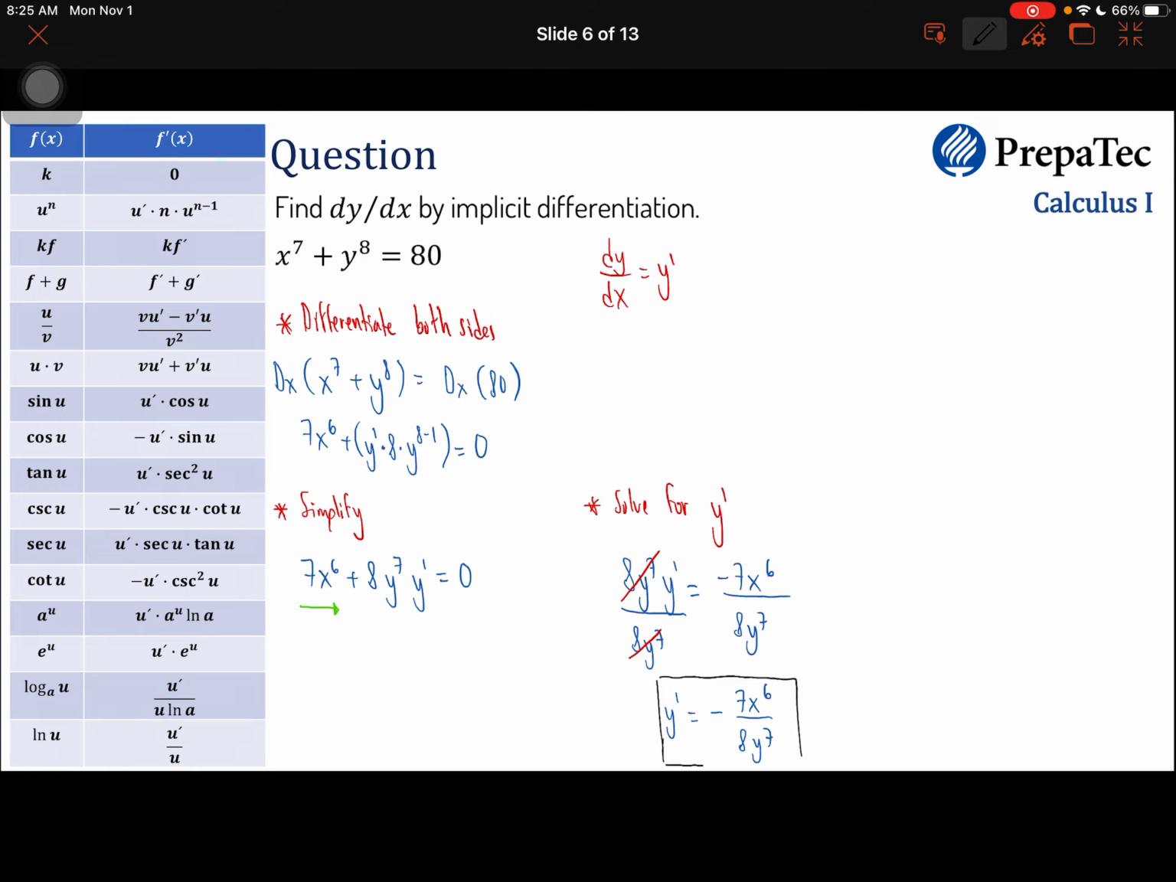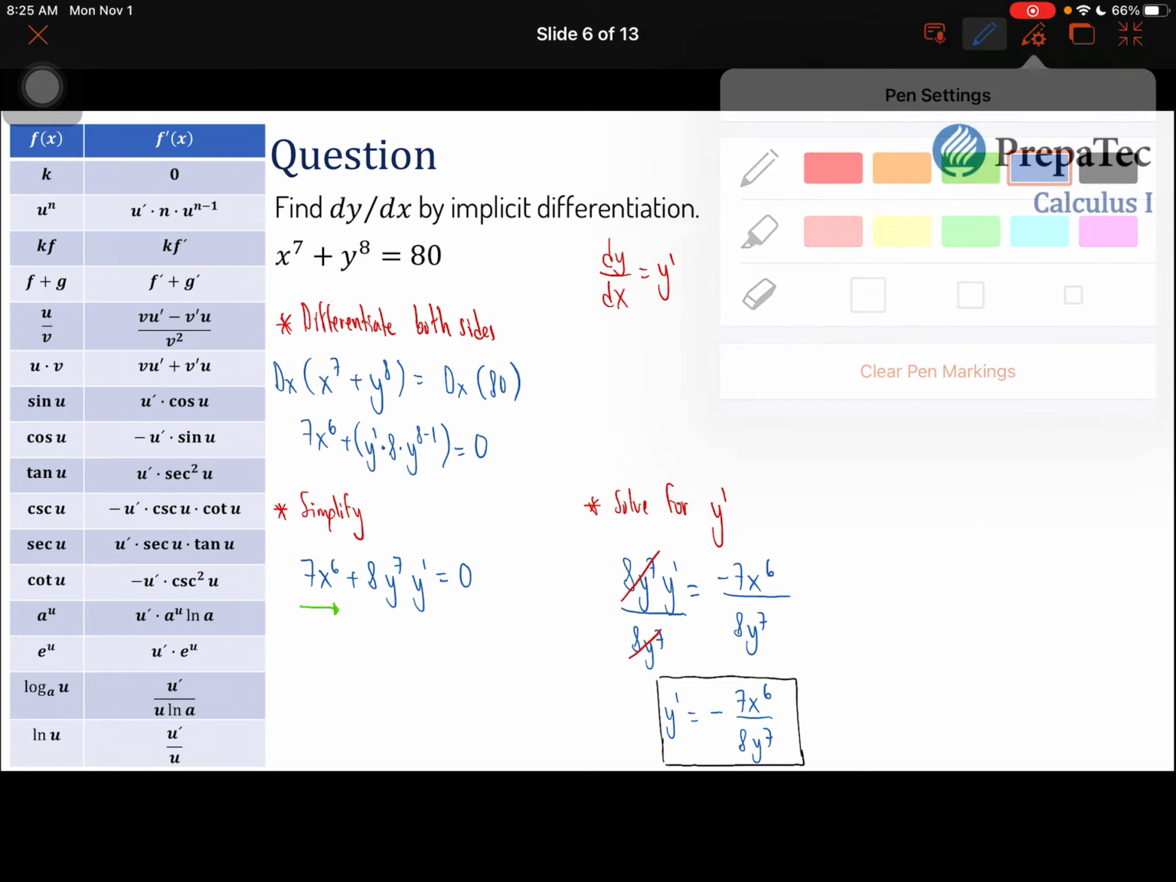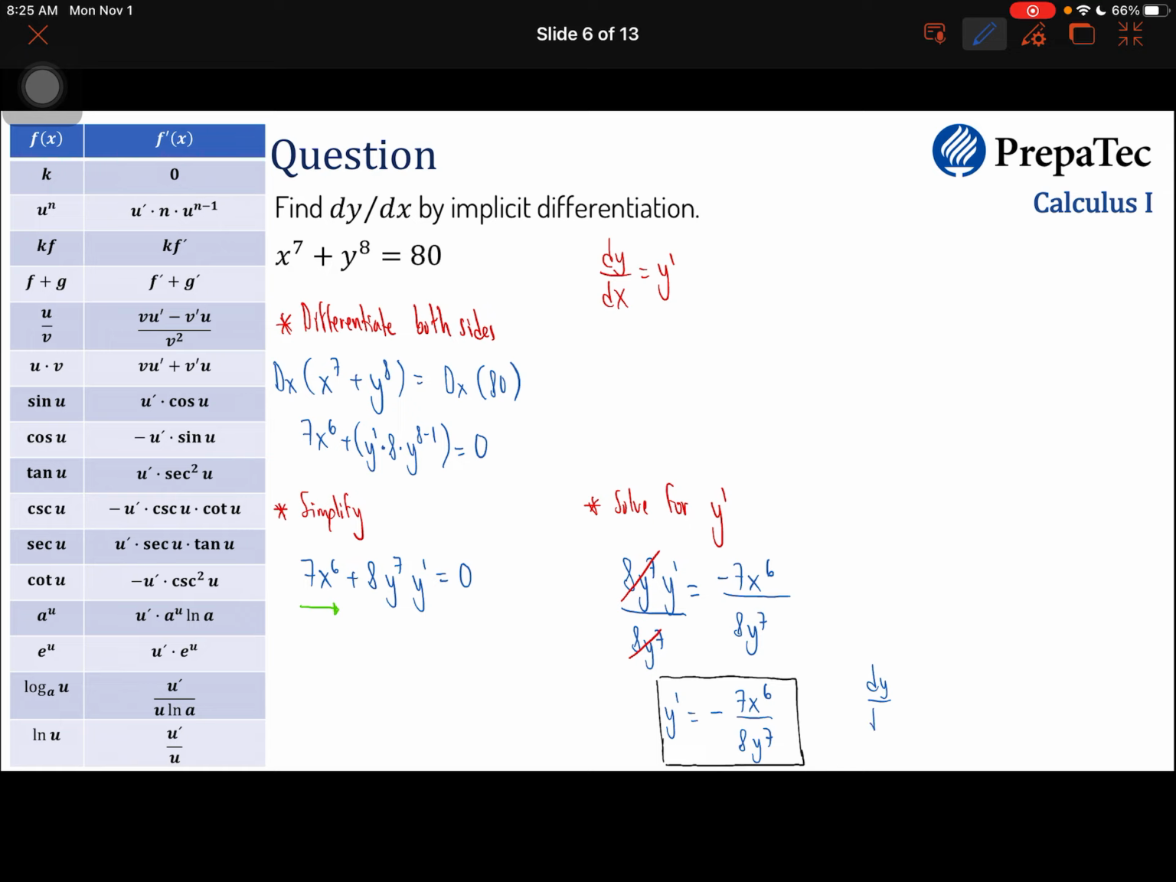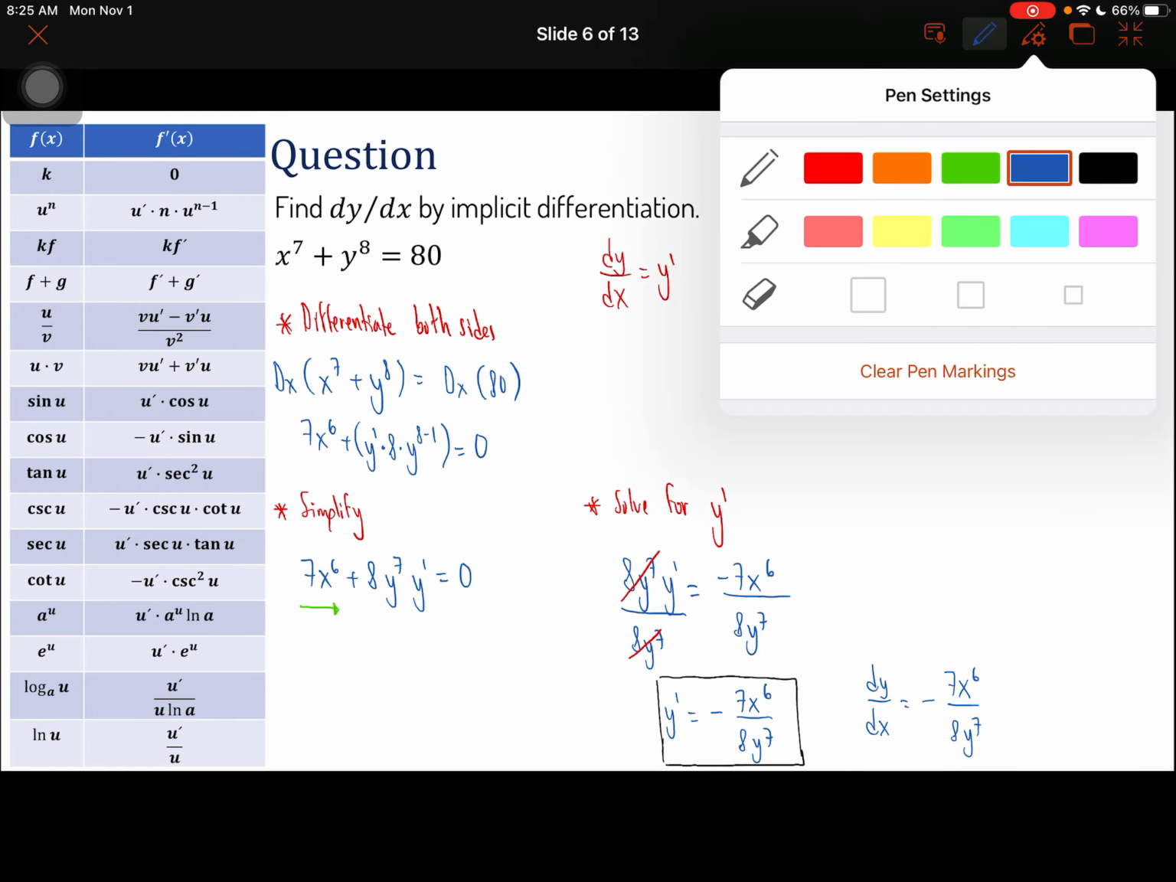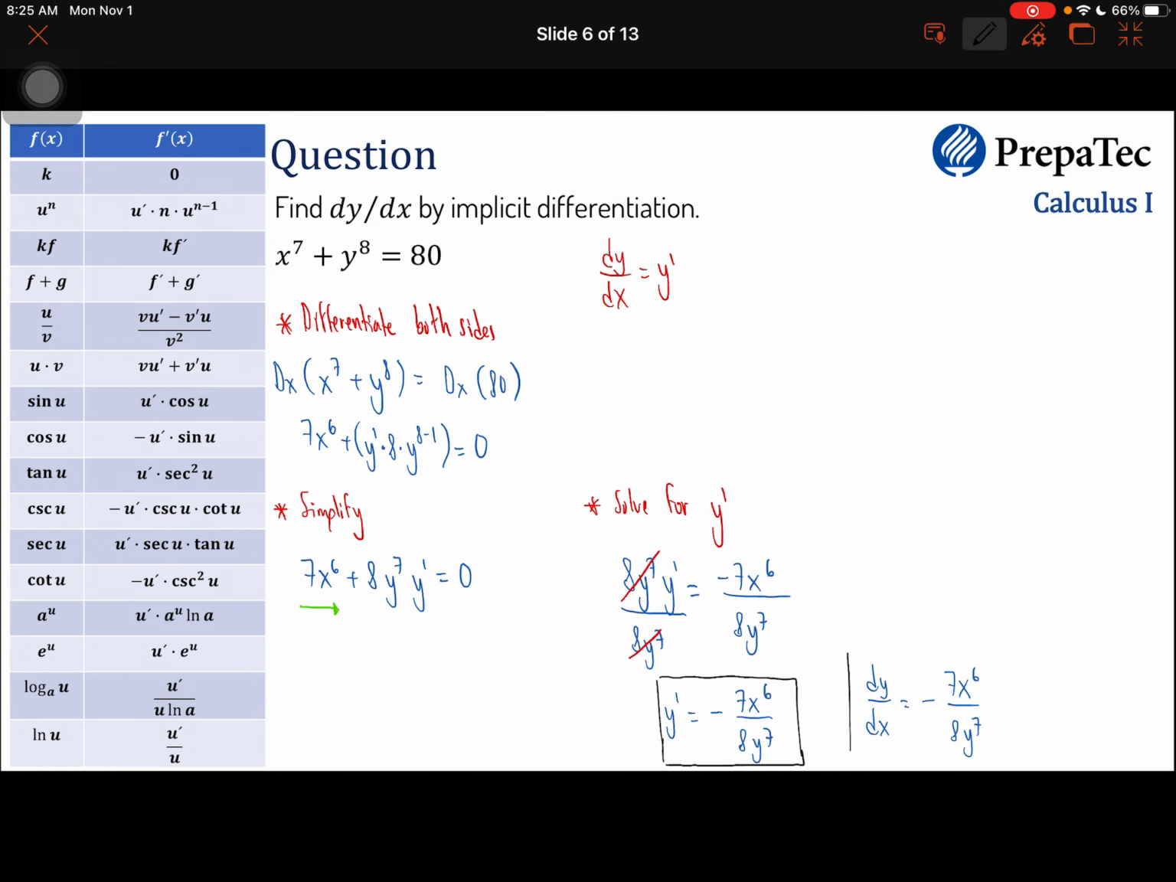This is the answer with this notation, and using the other notation, dy divided by dx equals minus 7x to the 6 divided by 8 y to the 7, and this is the answer for this question.